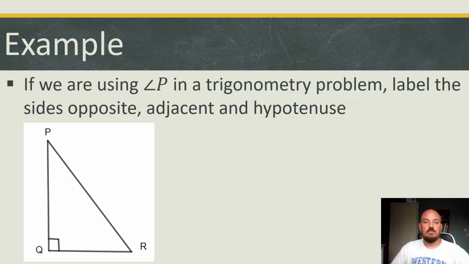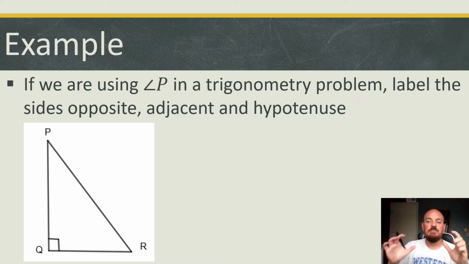So let's start with this. Here is just an ordinary right triangle. There's no numbers. I don't know how long any of the sides are. I don't know what any of the angles are. And let's just start with this. If I was using angle P in a trigonometry problem, which side would be opposite, which side would be adjacent, which side would be hypotenuse? Now what I'm going to do is start with the hypotenuse because that's the one that never changes. It doesn't matter what angle you're talking about.